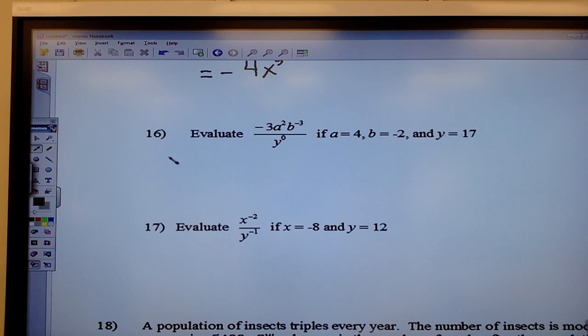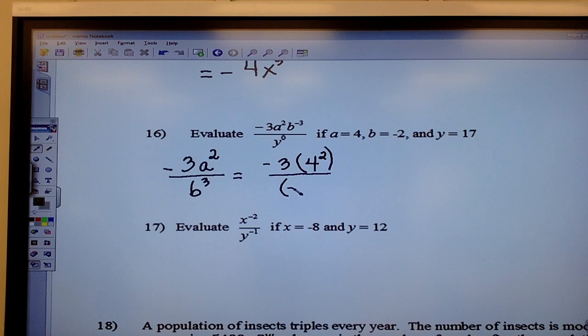All right, so let's simplify first. So we have negative 3a squared over b cubed. Remember, y to the 0 was 1, so it's 1 times b cubed, and we don't have to show that because we'll end up with b cubed anyway. All right, so now let's substitute. So we'll have negative 3. A is 4, so let's put 4 squared in parentheses here.